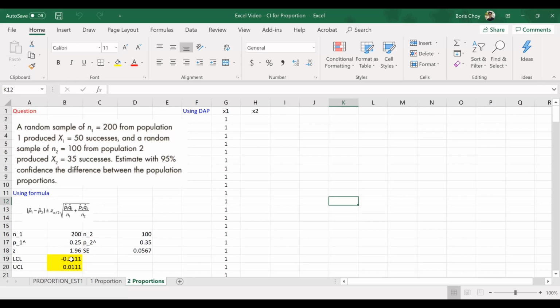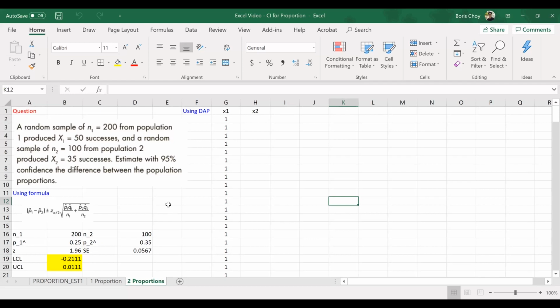So the lower confidence limit is P1 hat minus P2 hat minus Z alpha over 2 multiplied by the standard error, which is minus 0.2111. And the upper confidence limit for the difference is P1 hat minus P2 hat plus Z alpha over 2 multiplied by the standard error, and the answer is 0.0111.